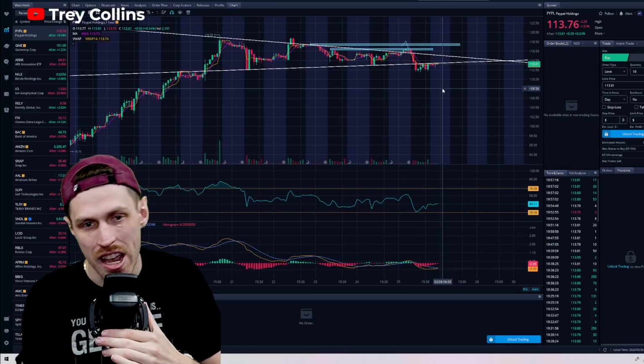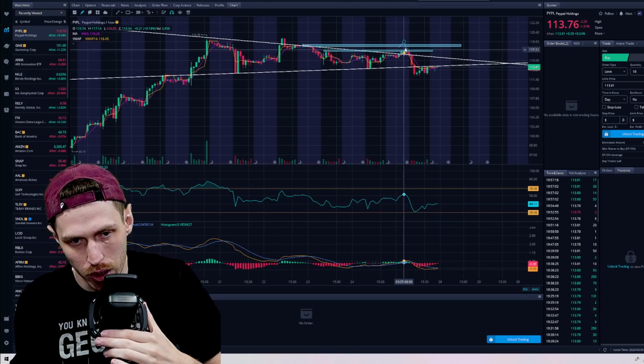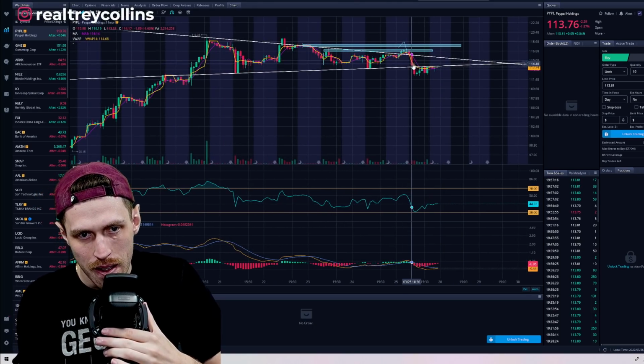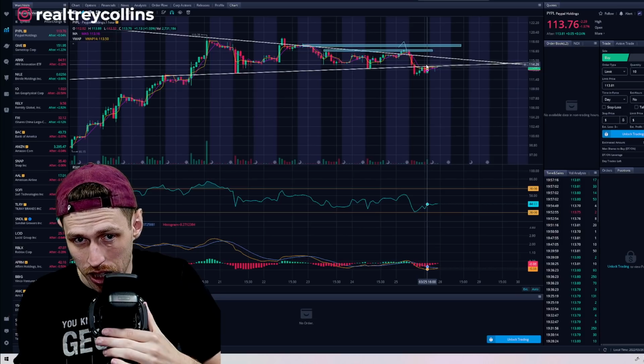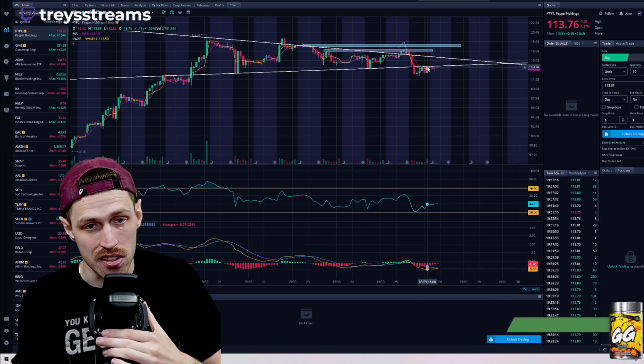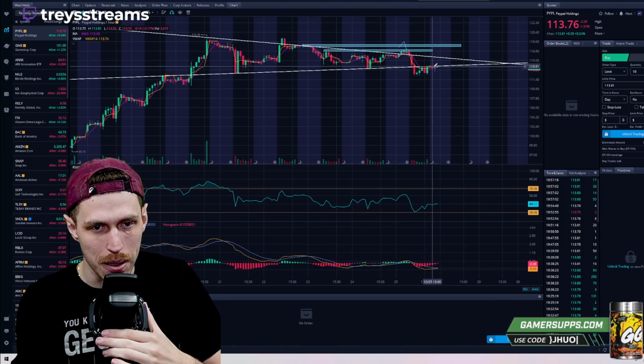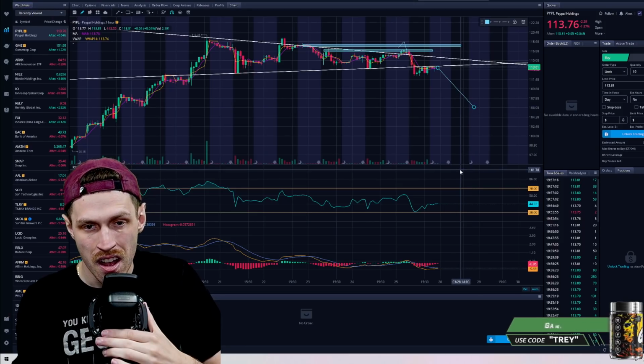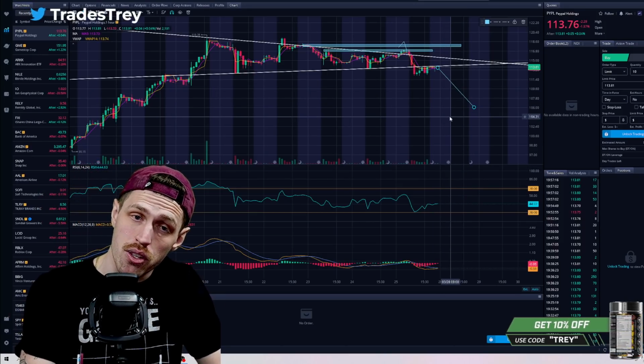So for PayPal, right, it had a false breakout of this level of resistance, came back down, broke beneath support, then came back up to test, now acting as resistance. And you would expect that if it doesn't break above this, you're going to see a pretty hard move down going into Monday. That's something that you could expect.